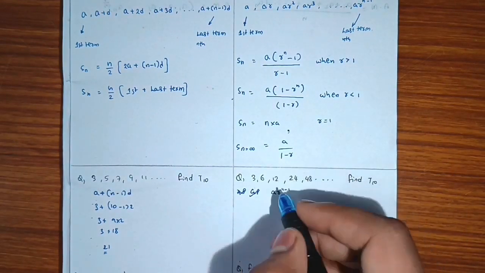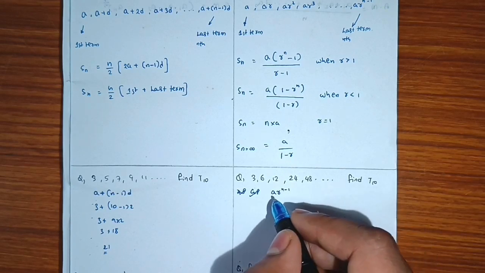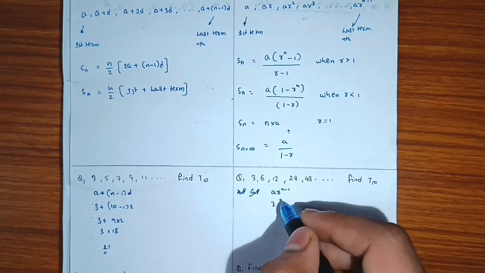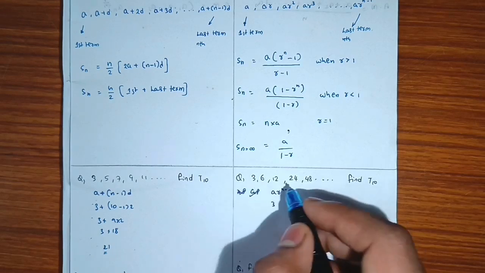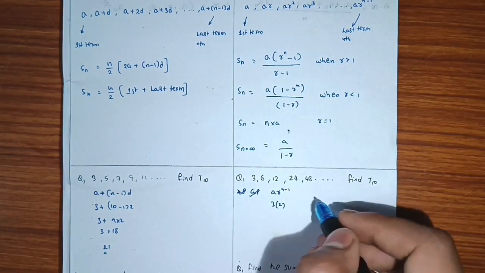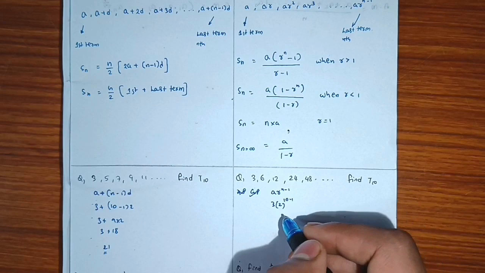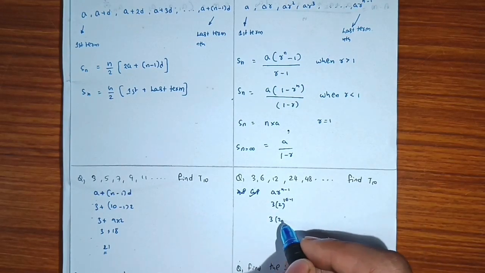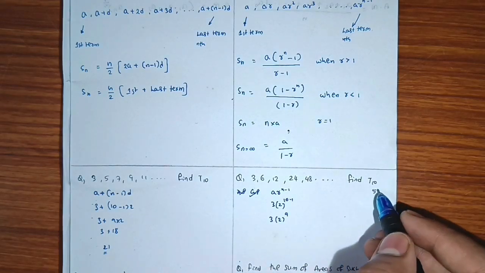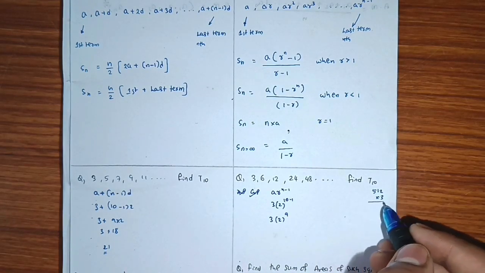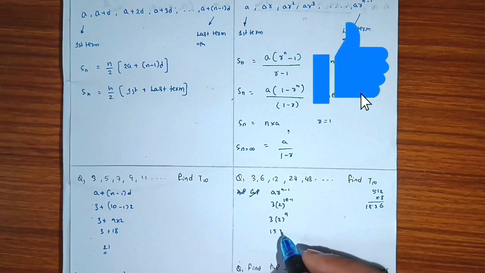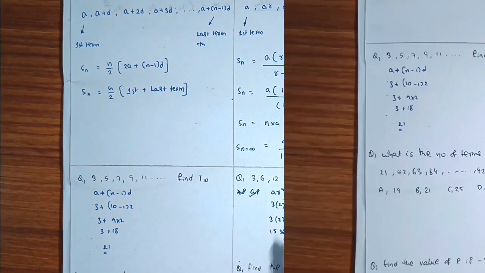like to find the last term we need to use a r power n minus 1. So a is the first term, which is 3, and the multiple difference, the common ratio, is 2. The power is the term we need to find, 10 minus 1, so it is 3 into 2 power 9. So 2 power 9 is 512, into 3, which is 1536. So 1536 is the answer to this question.